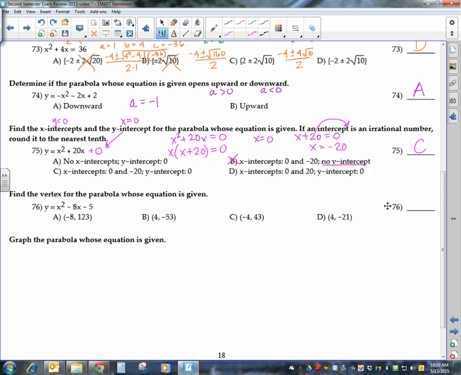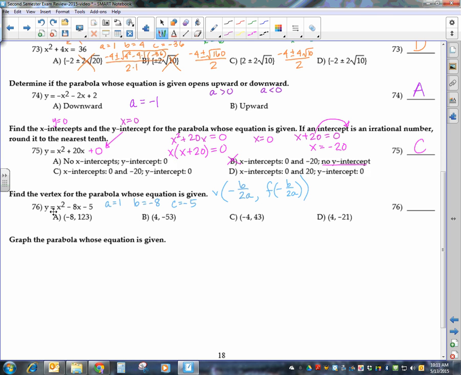And we are on the home stretch. Find the vertex for the parabola whose equation is given. Another thing you might want on that formula card: the vertex of your parabola is -b over 2a for your x coordinate. Then we go back and plug in -b over 2a. So a is equal to 1, b is equal to -8, and c is equal to -5, which I don't really need for this, but we're just getting that habit.